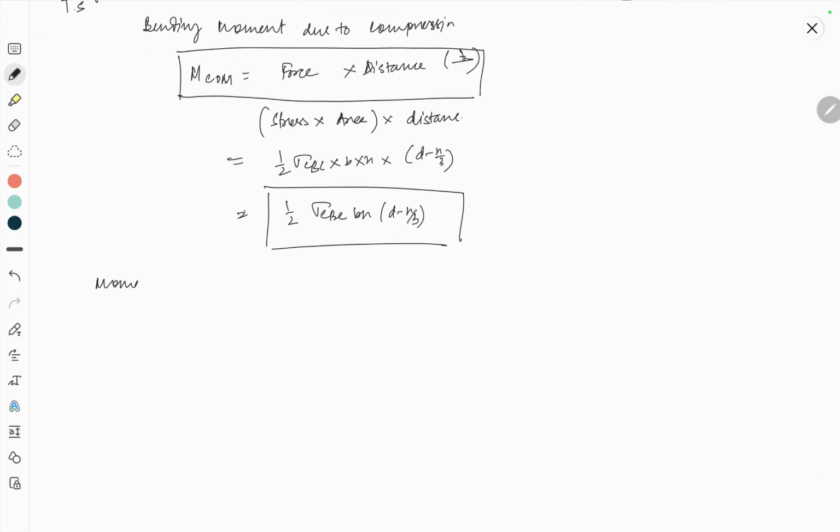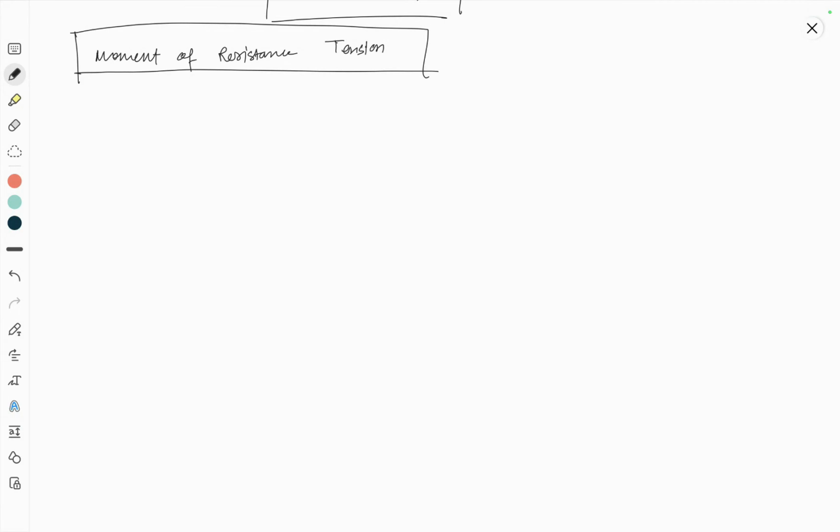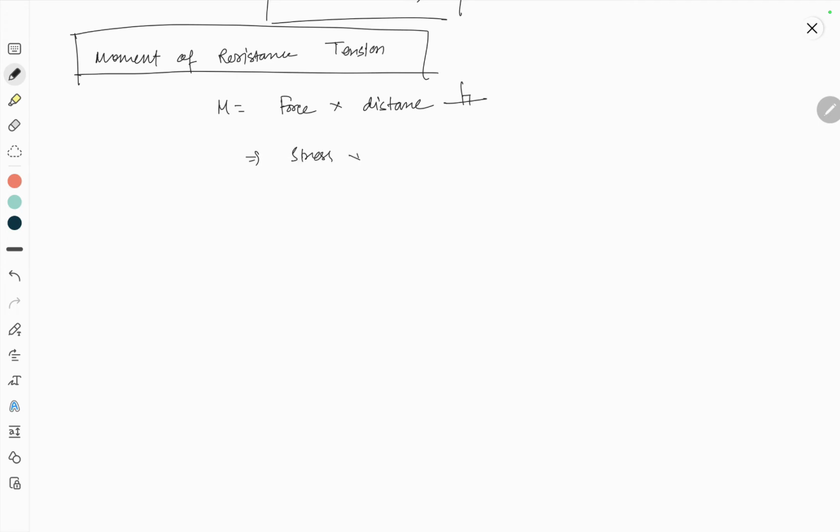Now we'll talk about the moment of resistance due to tension. I assume that the moment of resistance due to compression is very clear to you. If not, then definitely revisit it. For tension, the moment again equals force into distance, that distance being the perpendicular distance. Force equals stress into area into distance. The distance is d minus n by 3. The stress is sigma s, and the area means the cross-section area Ast, because tension is generated due to the area of steel. That is why Ast.